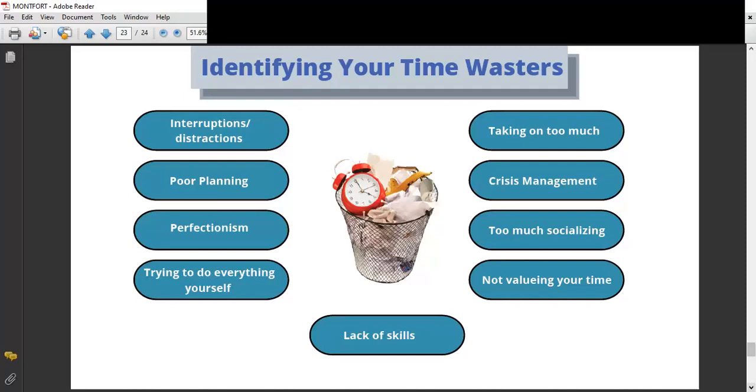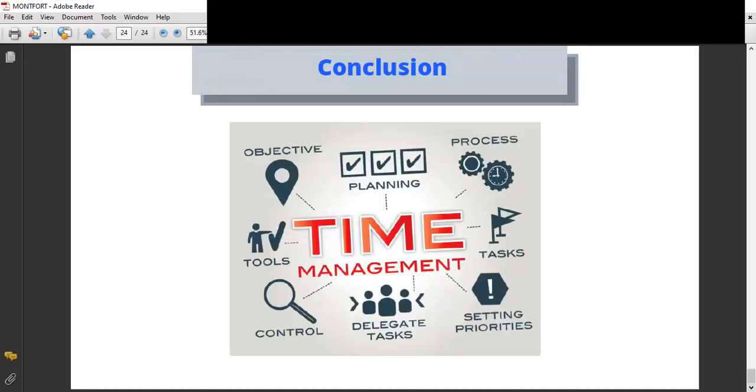Not valuing your time. Yes, we don't value it. Sometimes it happens with everybody. We don't value our time. We think, okay, time is there, we will do it later. So we keep on prolonging things. And lack of skills. When we don't know how to do the work, we cannot finish our task. So that is very important for us.